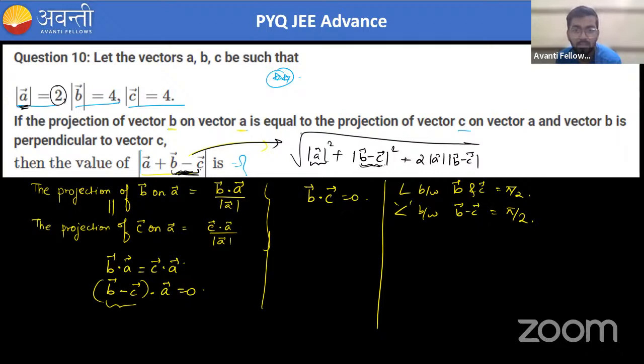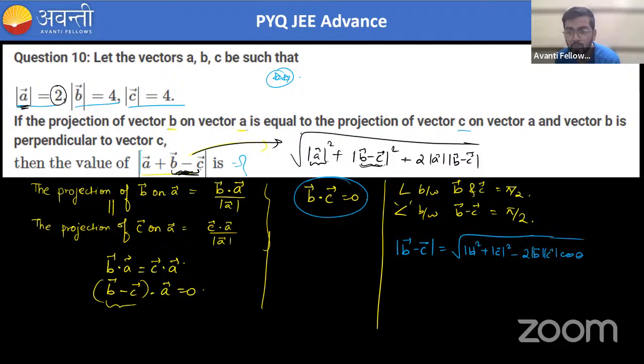So to find mod b bar minus c bar, what extra information do we have? We have the information that the dot product of b bar and c bar is equal to 0. So can I write mod of b bar minus c bar is equal to under root of mod b bar square plus mod c bar square minus 2 times mod b bar mod c bar cos theta. Cos theta, the angle between those vectors being 90 degree, will be 0. So this will be 4 square plus 4 square, which comes out to be 4 root 2, right?